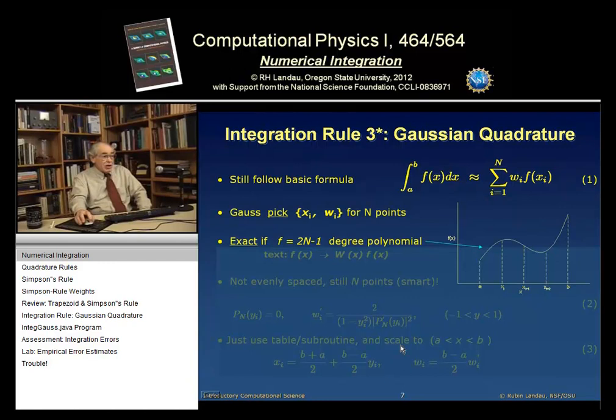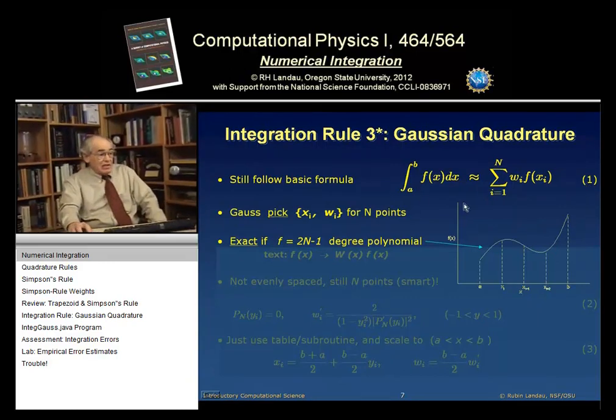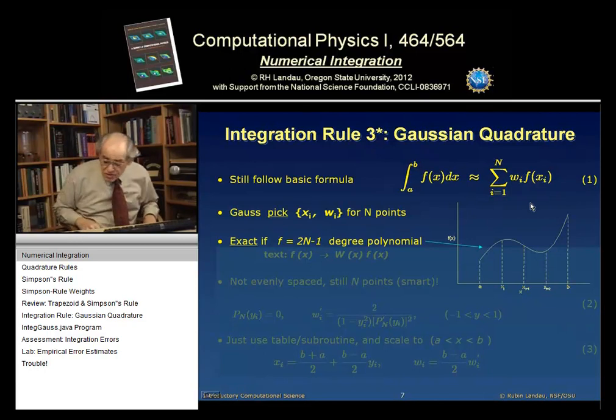Okay? So as we see on equation 1 here, it still follows the whole basic idea. The integration between some interval a to b of a function is still just the sum of the values of the function in that interval times some weights. And all Gauss has done is he figured out a better way of doing the weights and a cleverer way of choosing the points. So here's maybe a way of looking at it.